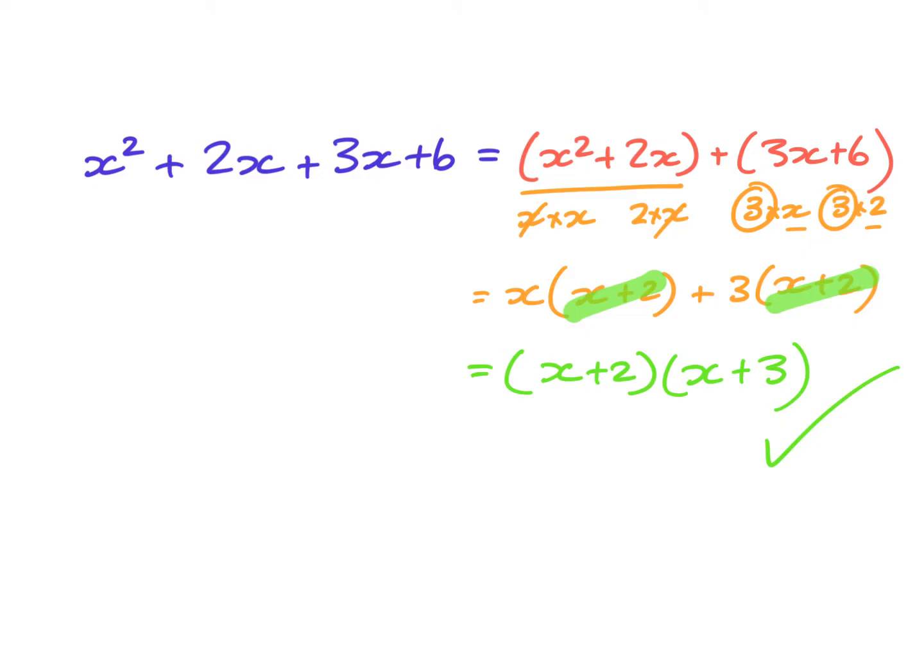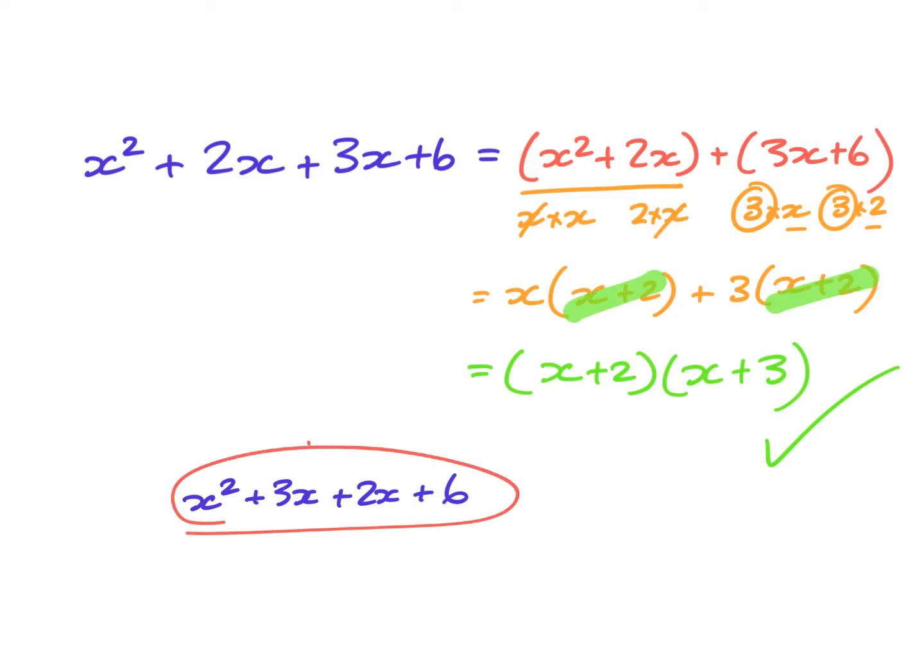Now if I wanted to check that I'd actually got this correctly factorized down to this, I can do a quick FOIL of this over here. So x multiplied by x is x squared plus 3x plus 2x plus 6. So is this the same as that over there? Yes, it is. Just the 3x and the 2x seem to be out of place, but otherwise it is perfectly correct.